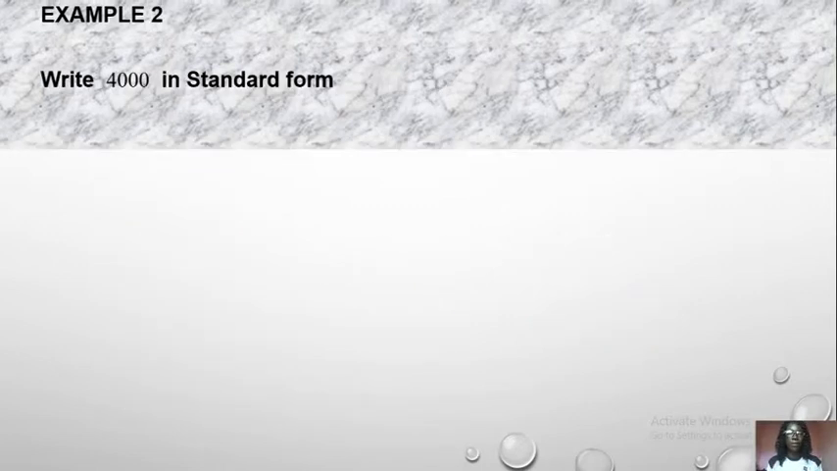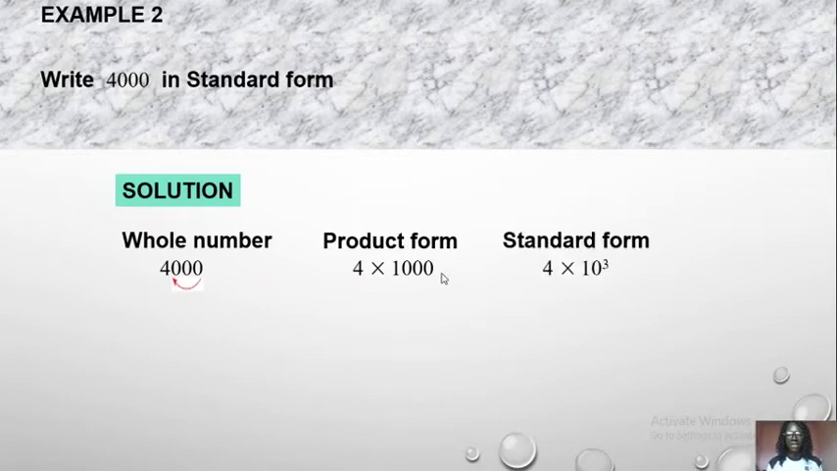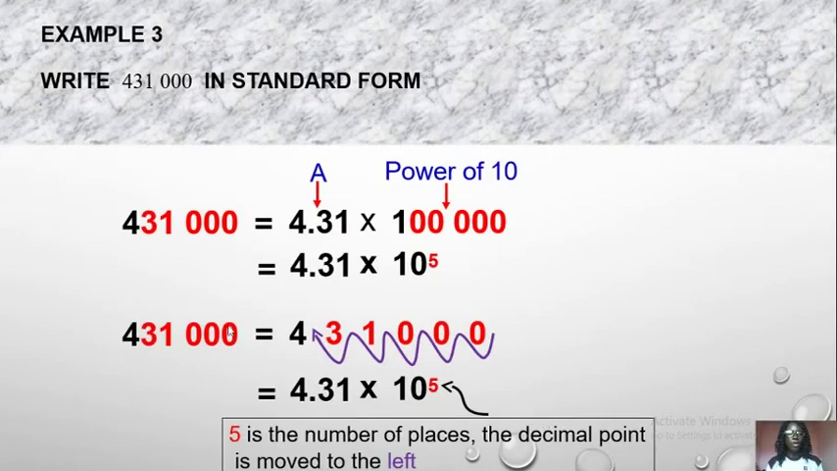Here I want to write 4,000 in standard form. 4,000 is our whole number, so we move 3 times to the left. In writing this in product form, it's going to be 4 times 1,000. I have 4, which is my first number, multiplied by 1,000, and this gives me in standard form 4 times 10 to the power of 3. I have here 3 zeros. So 4,000 is written as 4 times 10 to the power of 3. Okay, very simple.